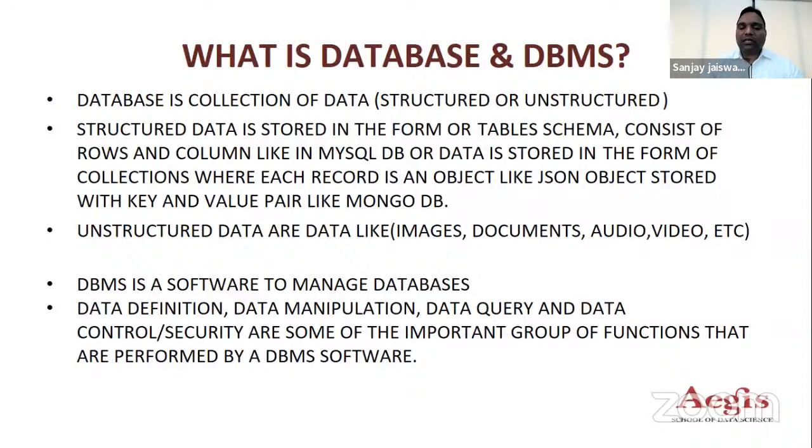Then we have some unstructured data. Basically, unstructured data is a collection of data like images, documents, audio, video files, and a lot of other data which doesn't have a proper structure. You may have a collection of this data as well on your server. So these are called unstructured data. So there are two different types of data, as I told you, structured data and unstructured data.